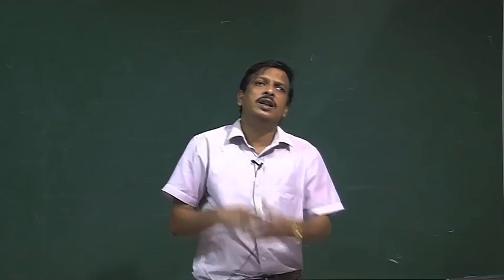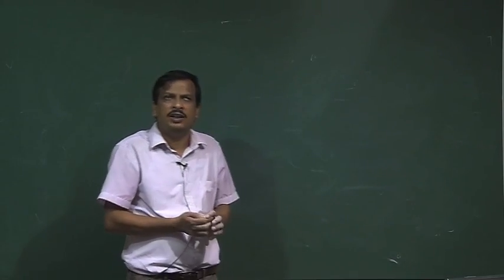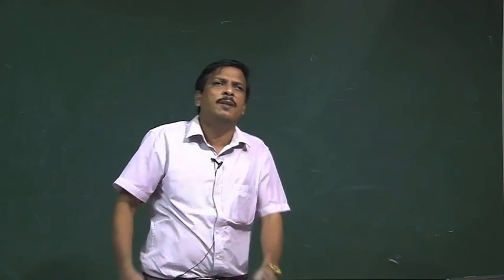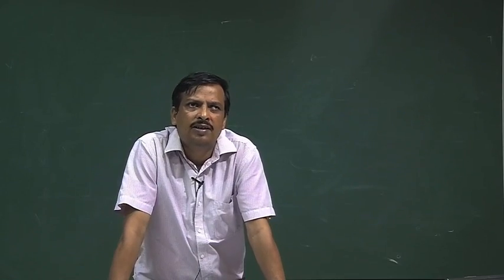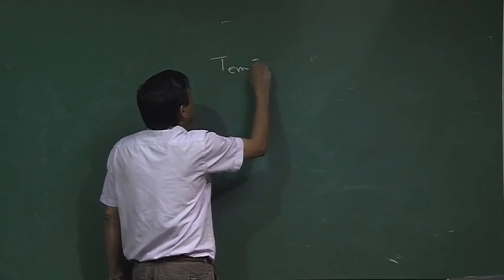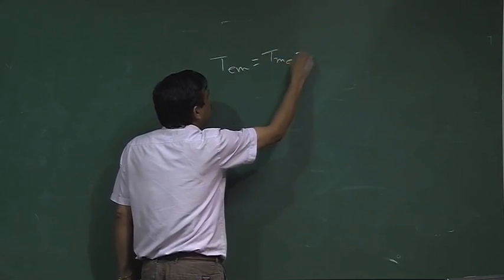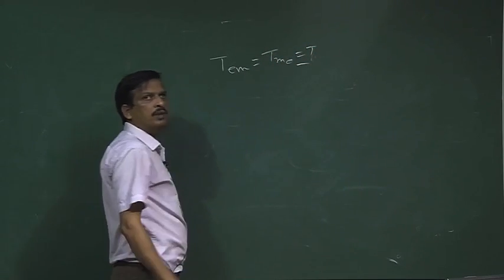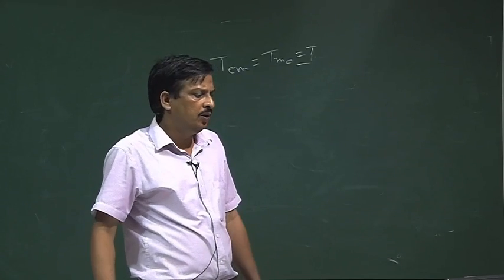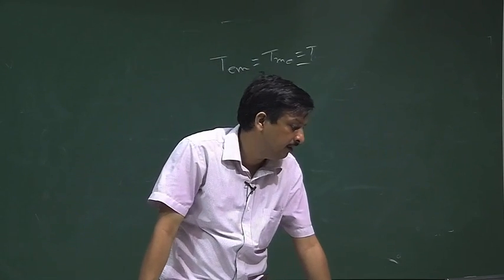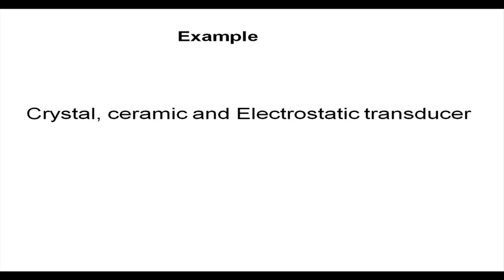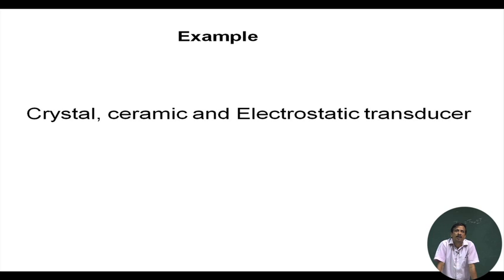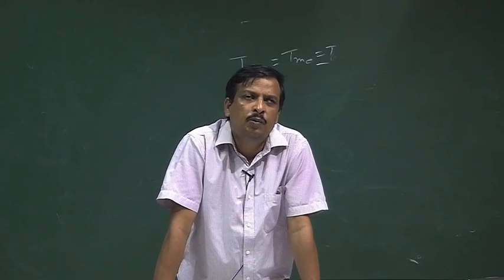Okay. So, now we are discussing the reciprocal transducer, which we covered in the last class. Can you give an example of some reciprocal transducer? I said in a reciprocal transducer, TEM and TME must be equal to T, and it will be real. In that case, the examples are crystal, ceramic, and electrostatic transducers. All are reciprocal transducers. We will discuss how they are made.